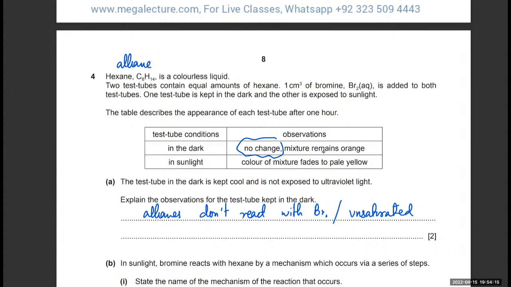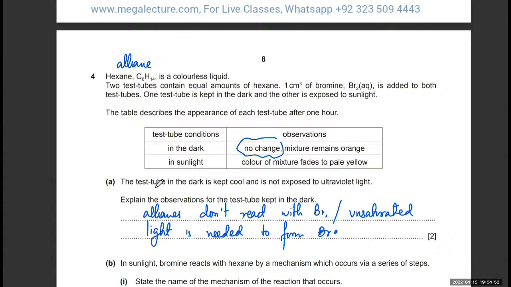And light is needed to form radicals, right? Why is free radical substitution possible? Because light is needed, UV light especially, to form Br radicals. Otherwise the reaction is not going to be possible. So we had to explain the observations. The observations were already given, so make sure you interpret the question properly. You don't have to write the observations.